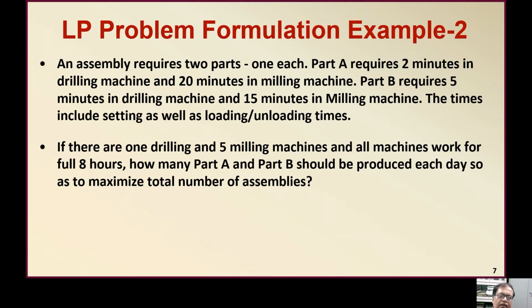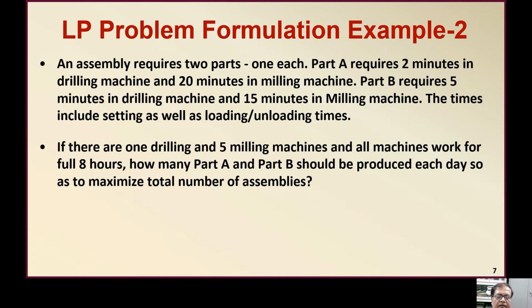Example 2. Let us say an assembly requires 2 parts, one each. Part A requires 2 minutes in the drilling machine and 20 minutes in the milling machine. Part B requires 5 minutes in the drilling machine and 15 minutes in the milling machine. The times include setting as well as loading and unloading times. If there are 1 drilling and 5 milling machines and all machines work for a full 8 hours, how many part A and part B should be produced each day so as to maximize the total number of assemblies?